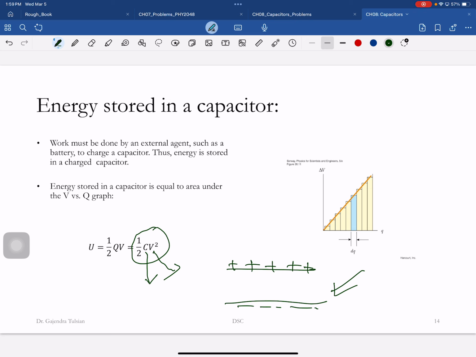It's very easy to charge it if there was no lightning discharge. We could charge it to higher and higher voltage. So those are the limiting things.